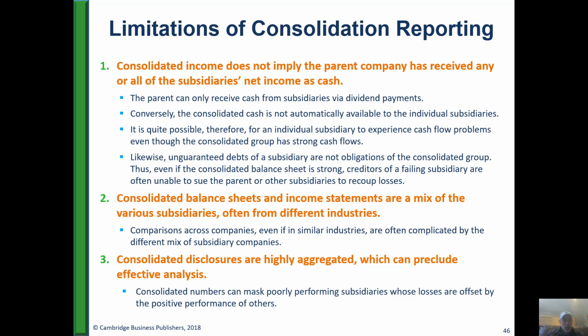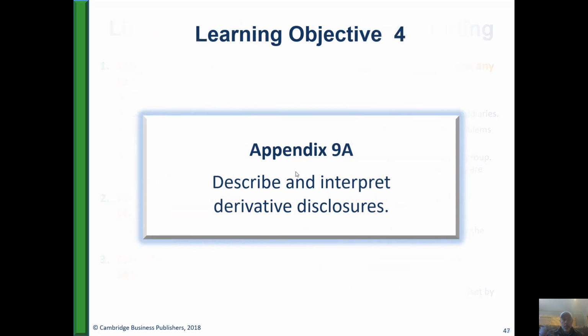Likewise, in this next bullet point here, unguaranteed debts of the subsidiary are not obligations of the consolidated group. So I think a lot of times investors see that there's a strong parent company associated with a particular debt issue or a particular equity offering, and that does not guarantee them any safety in that structure.